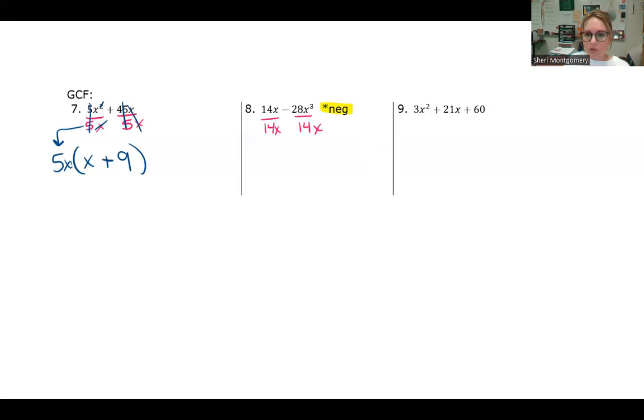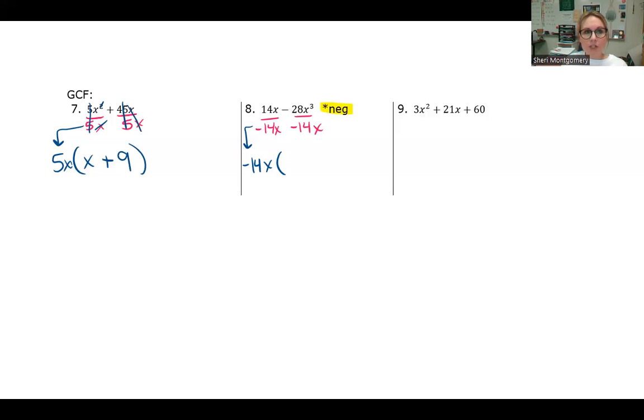And I said that I wanted you to pull out a negative because my goal is to make the number in between a positive, because sometimes in the stuff that we're doing today, we need to change signs. So we're also going to pull out a negative. So I'm going to put a negative there. Again, whatever you divide by, your greatest common factor, has to go out in front. So negative 14x is going out in front.